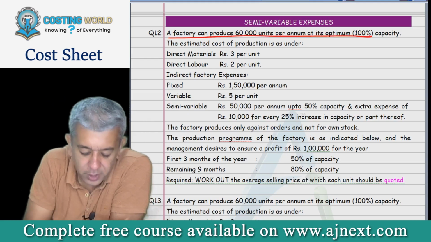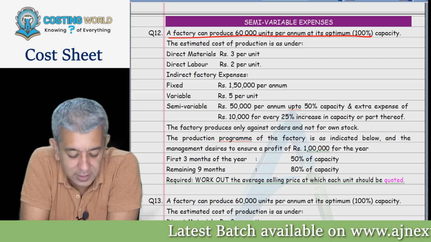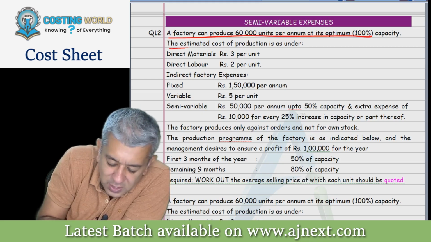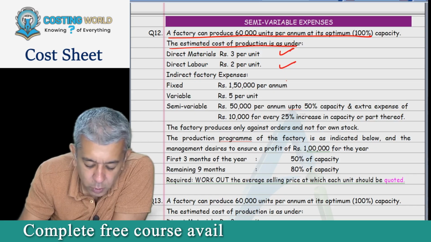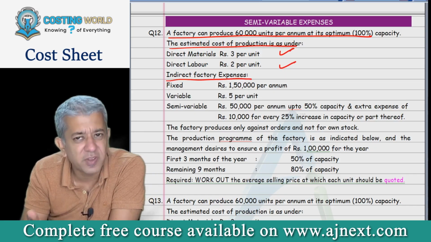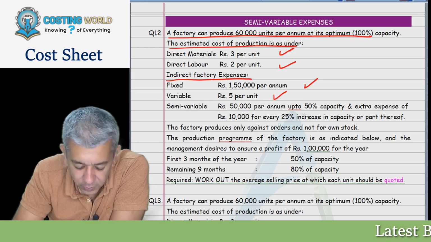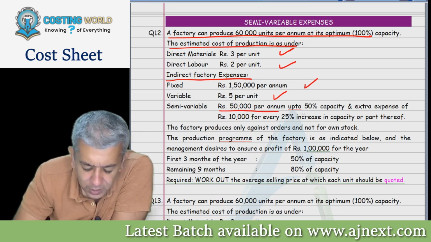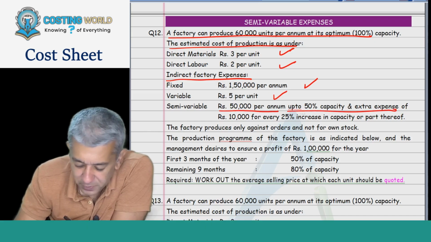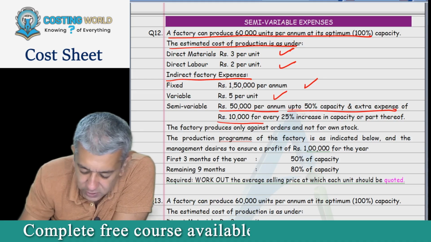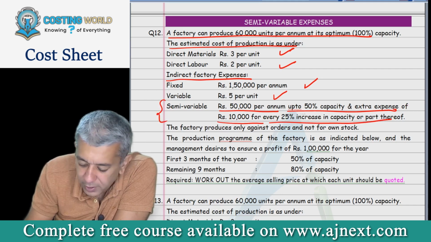A factory can produce 60,000 units per annum at its optimum, that's 100% capacity. The estimated cost of production is as under. Direct materials 3 per unit, direct labor 2 per unit, indirect factory expenses, meaning factory overheads: fixed part 1,50,000 per annum, variable part rupees 5 per unit, semi-variable 50,000 per annum up to 50% capacity, an extra expense of 10,000 for every 25% increase in capacity or part thereof. This in the end you will read around 20 times.